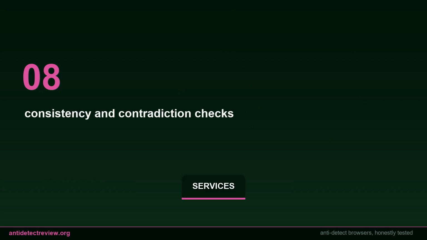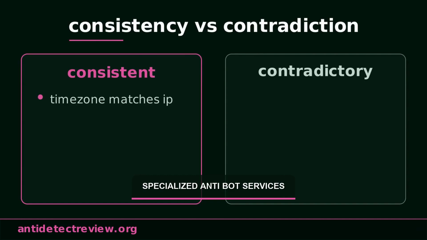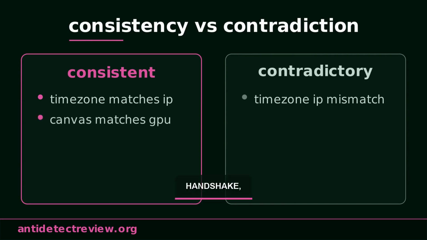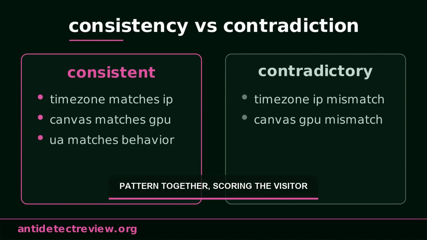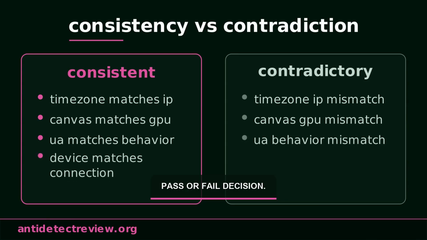In practice, big sites rarely roll their own. They buy specialized anti-bot services that combine all of the above into one layered system. These services watch the connection handshake, the browser environment, the behavior, and the request pattern together, scoring the visitor continuously rather than making one pass or fail decision.